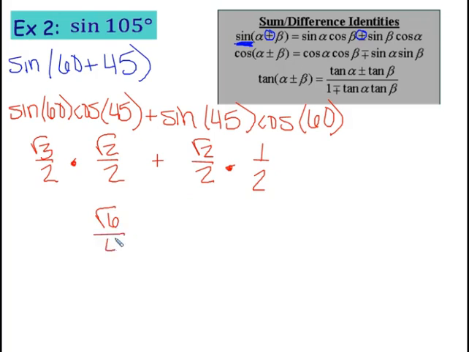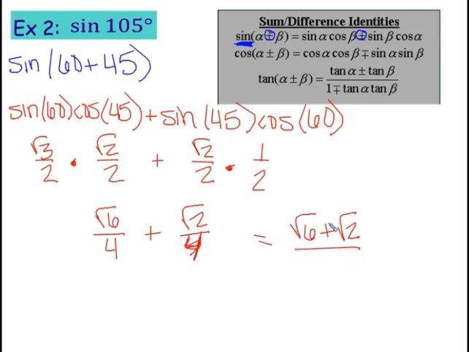We get the square root of 6 over 4 plus the square root of 2 over 4. And notice how, again, we are adding some fractions. So the common denominator already checks out. We can simply add the tops together: square root of 6 plus the square root of 2.